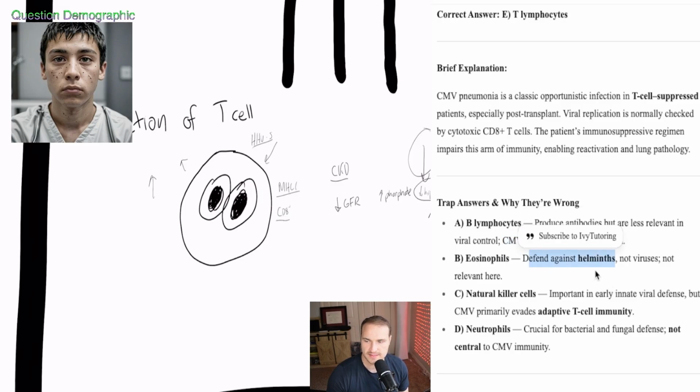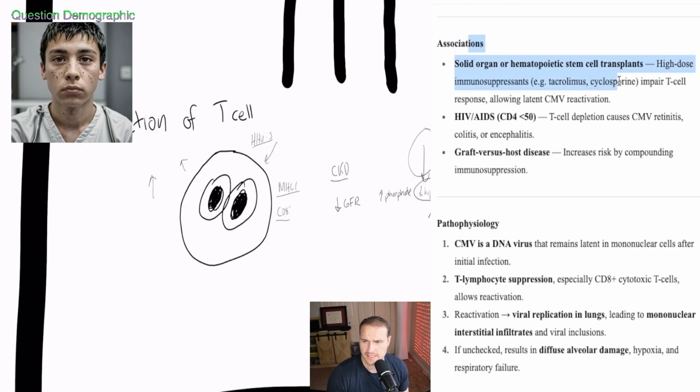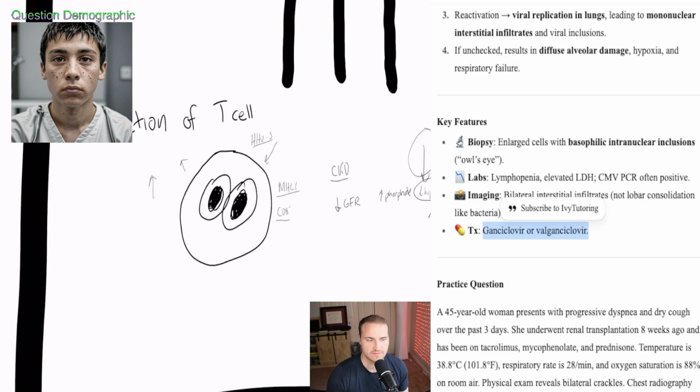Eosinophils are against the helminths. Natural killer cells, no; CMV evades adaptive T cell immunity. All right, here are the associations: transplants, CD4 below 50, graft versus host disease. It's a DNA virus. You suppress those CD8-positive T cells, and that can cause reactivation in the lungs, causing alveolar damage. Treatment is ganciclovir, valganciclovir.